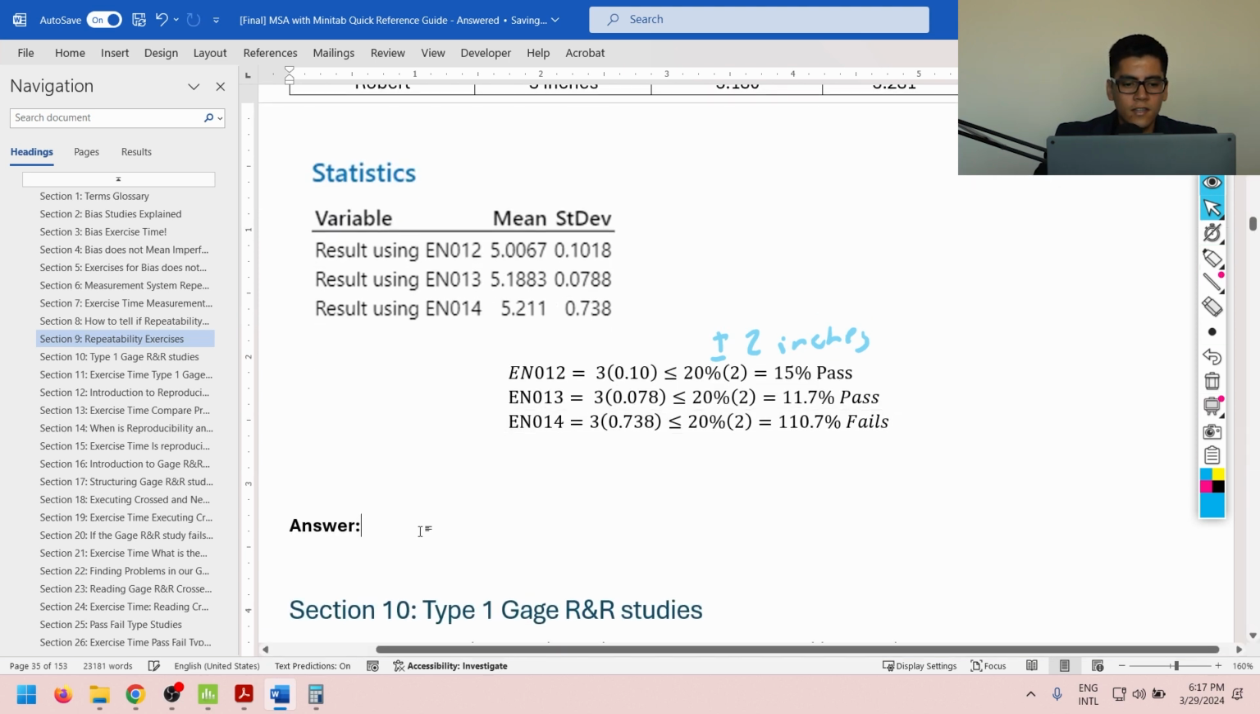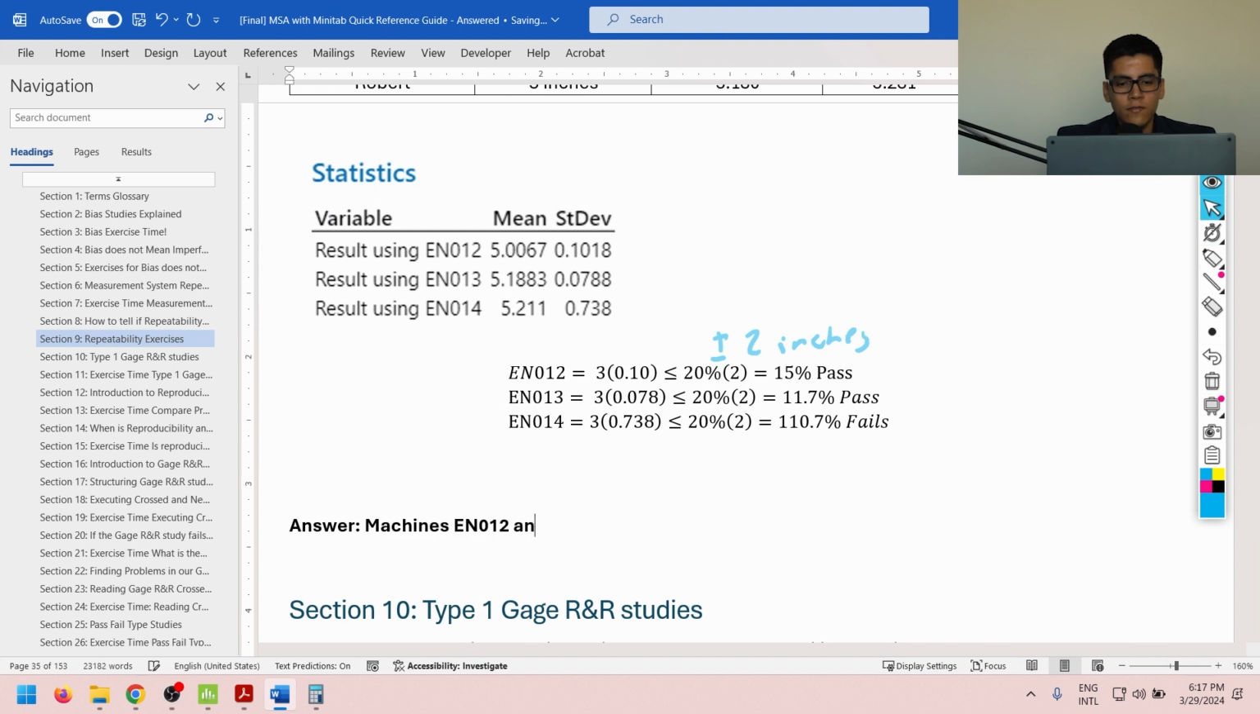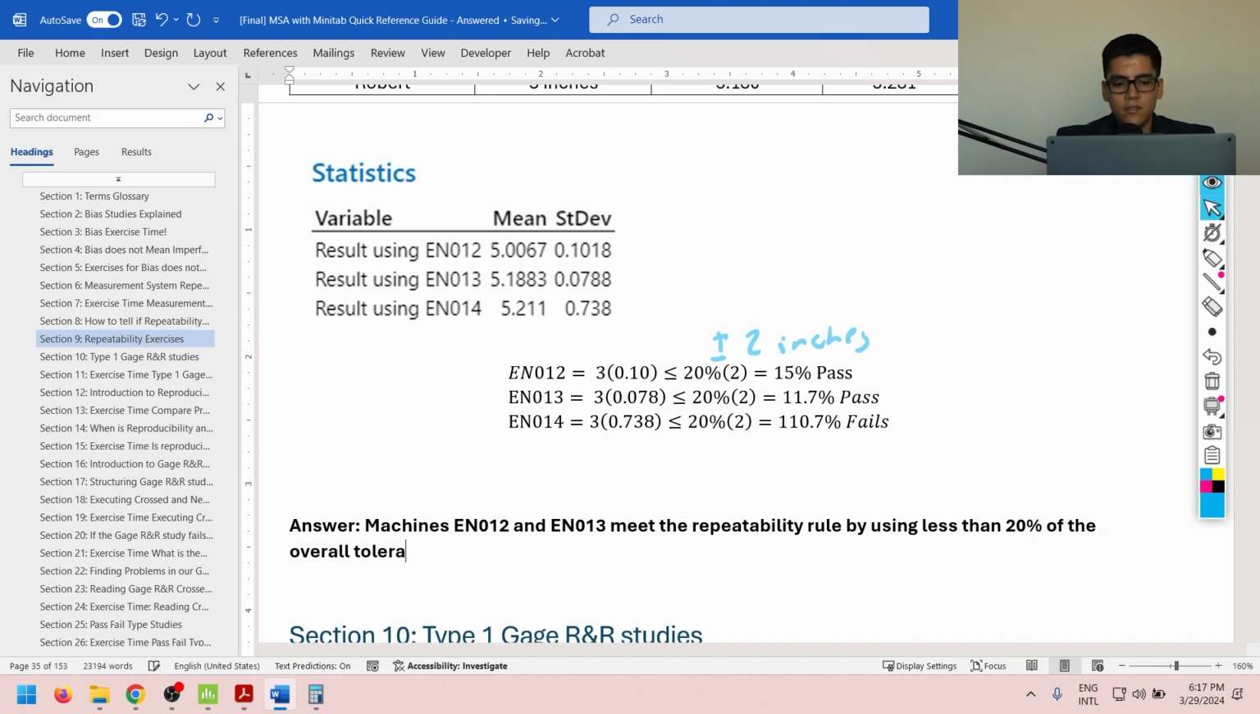So in conclusion, in the answer section, we would state machines EN012 and EN013 meet the repeatability rule by using less than 20% of the overall tolerance, while machine EN014 is not recommended for this particular use. Again, it does not mean that I need to throw out machine EN014. There might be other use cases for it. Let's say a part that measures plus minus 10 inches or plus minus 20 inches.